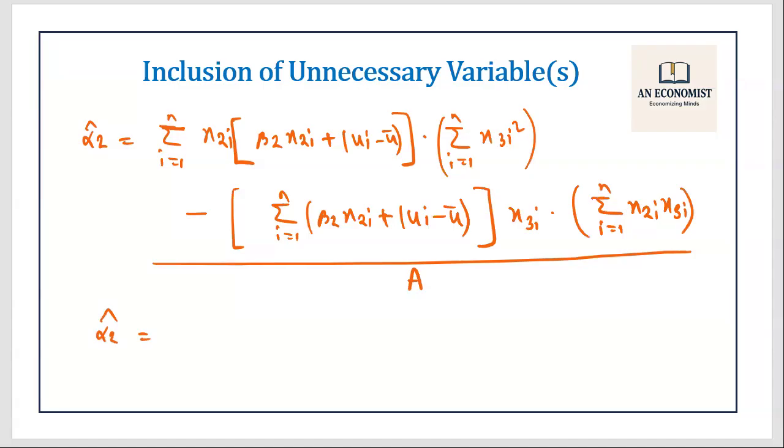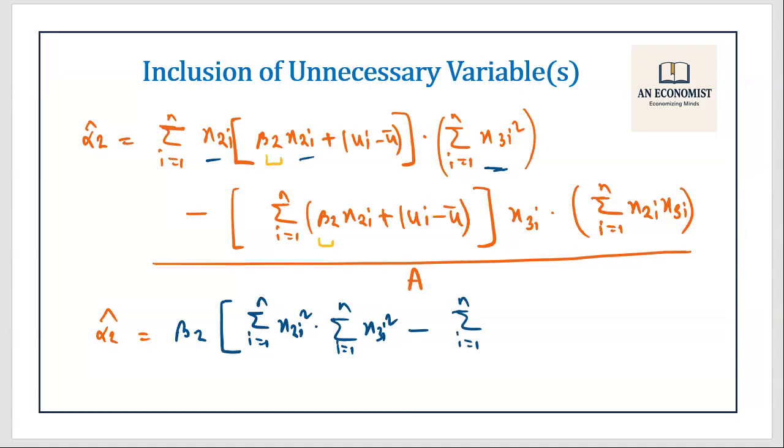See, here you have beta 2 and here also you have beta 2. So take this beta 2 out from the expression. If you take this beta 2 out, you will be left with, from the first expression, summation i from 1 to n x2i square, because here x2i and here x2i, multiplied with summation x3i square. This is there minus summation i from 1 to n, from here, summation x2i x3i and a whole square of that. Can you observe this?